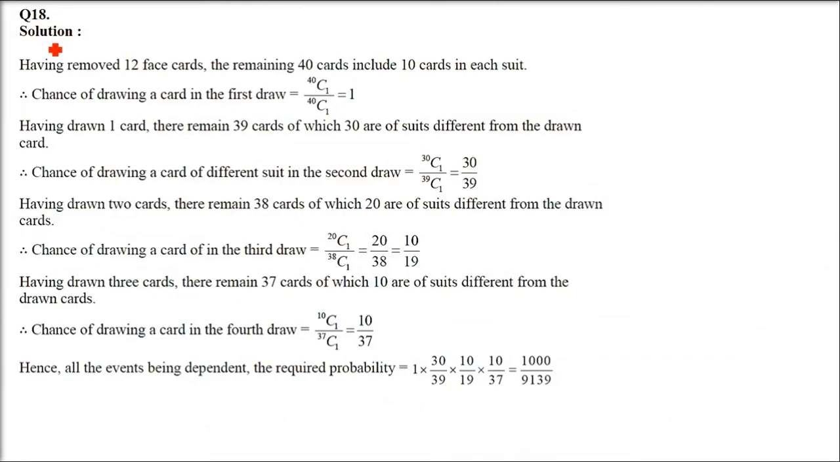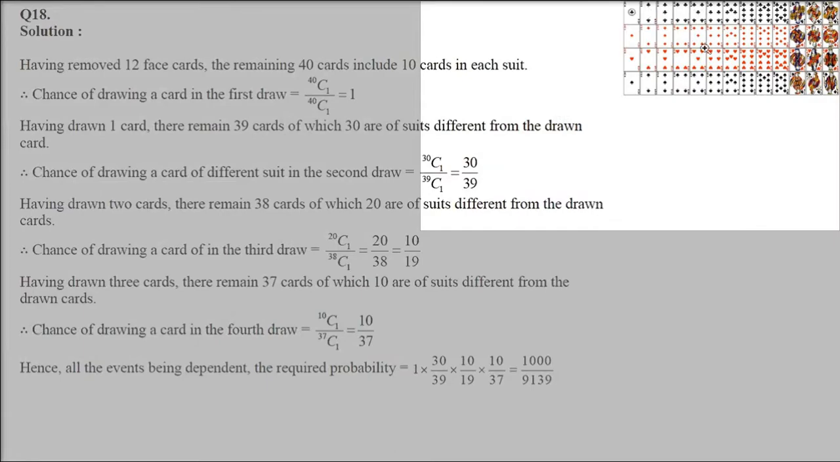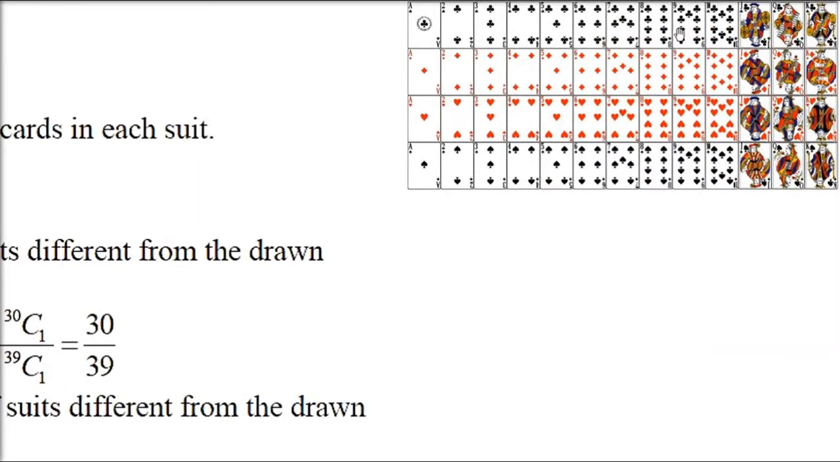The face cards are removed from a full pack. Out of the remaining 40 cards, 4 are drawn at random. What is the probability that they belong to different suits? Now let me tell you which are the face cards. What are called the face cards?